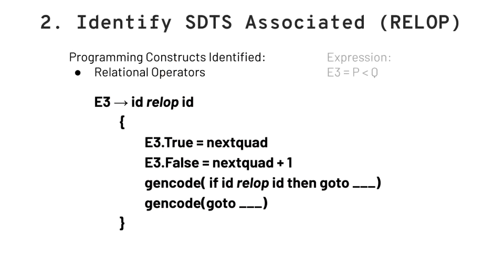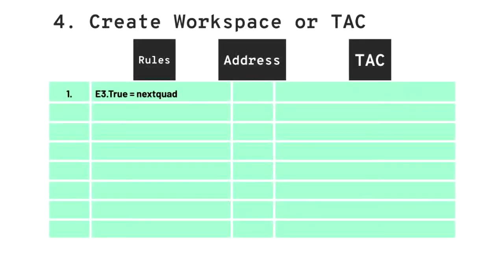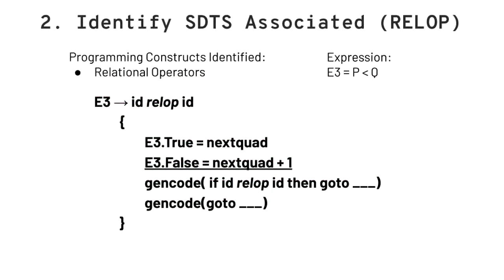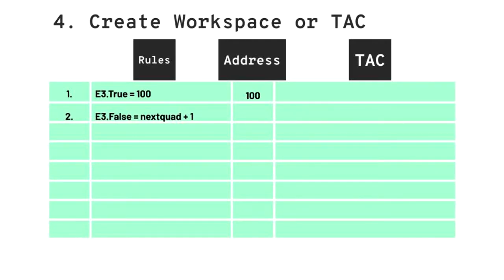Here E3 is p less than q. If it is true, then we have to perform nextquad. E3.true equals nextquad. The nextquad operation works to provide an address to the condition it is equated to. In this case, E3.true. Let us assume the starting address to be 100, then E3.true equals 100. The next condition is E3.false equals nextquad plus 1. The recent address is 100, that is nextquad. So nextquad plus 1 will be 101.